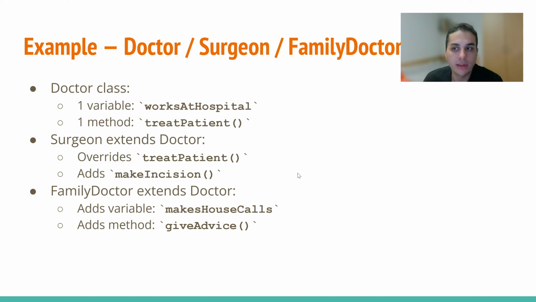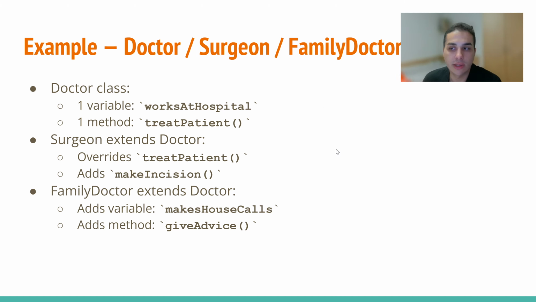It does not necessarily add a new instance variable. Family doctor will also extend the class doctor. It will also get works at hospital. It will also get treat patient. But it doesn't override treat patient because we don't have an override. It adds a new instance variable called makes house calls plus a new method, give advice. And I think this is a good way to understand what is inherited.